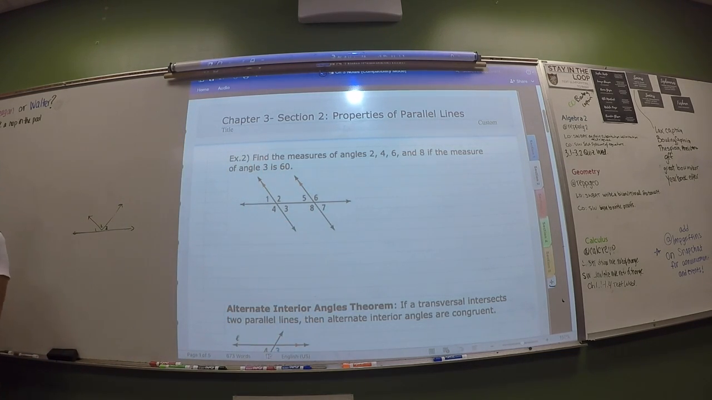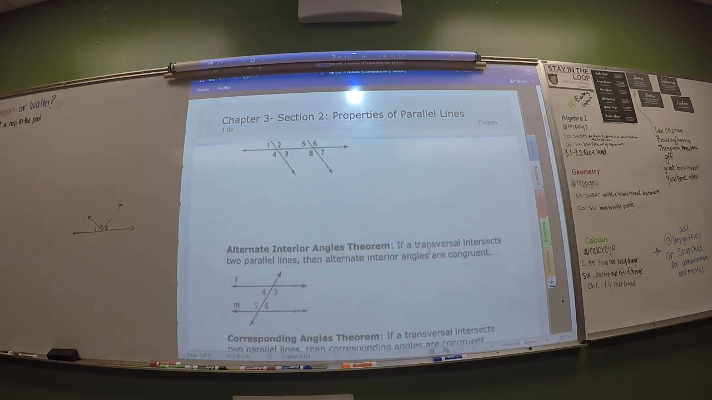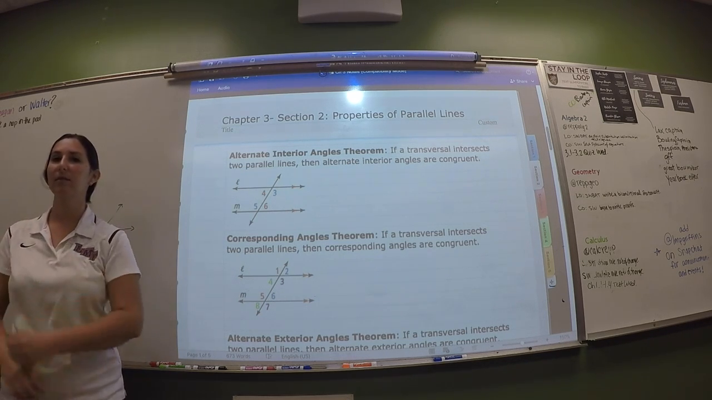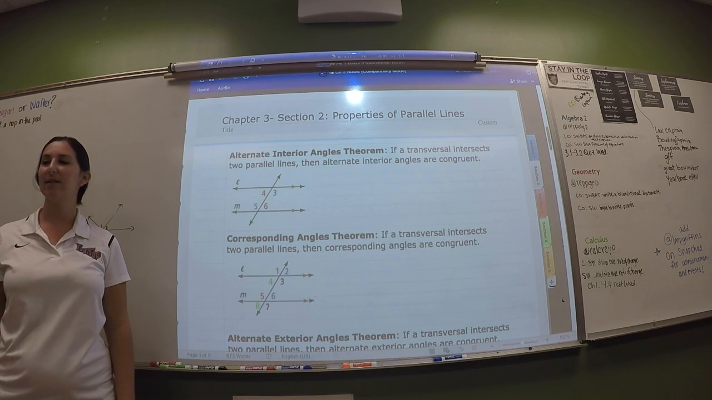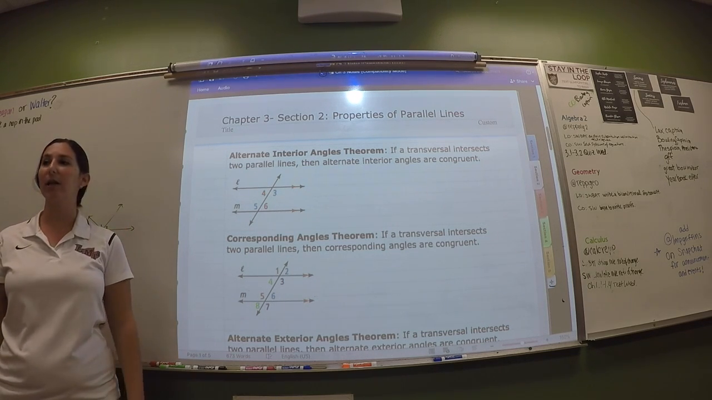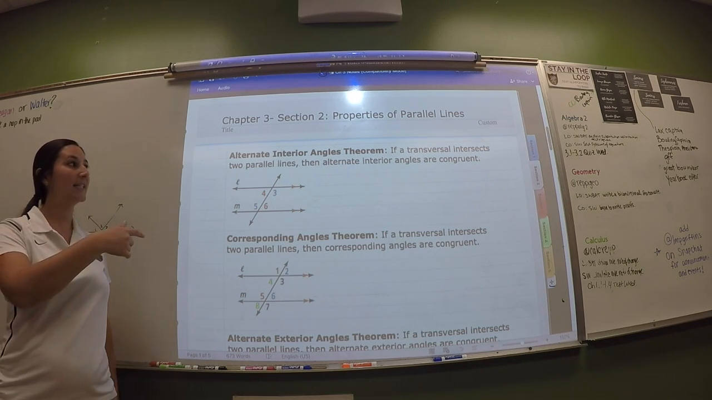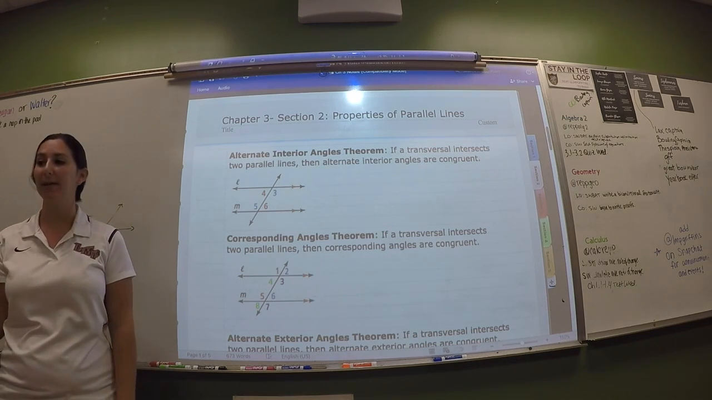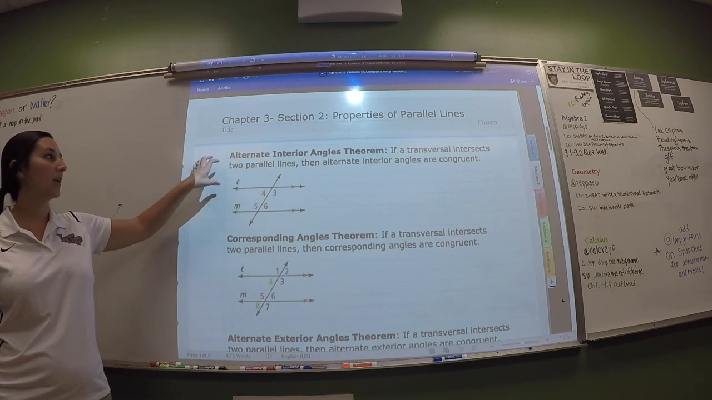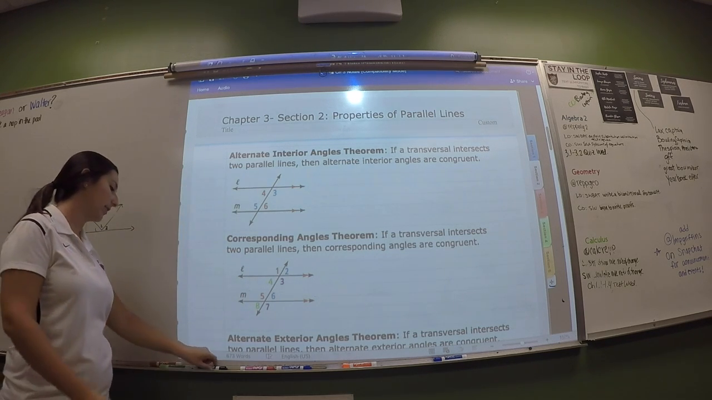What's the difference between a theorem and a postulate? A theorem can be proven right or wrong, and postulates are like facts. You can't change them. So the last one, the same side interior angle postulate, that was a postulate, a fact. This is a theorem, which means we could prove it, and we probably will, not right this second. The alternate interior angle theorem.